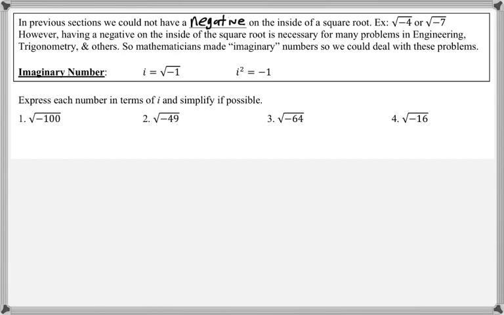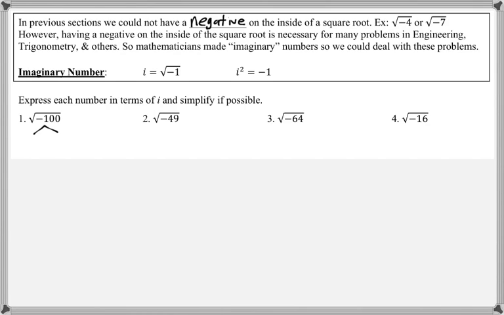So they called it i, and i is equal to the square root of -1. And then also if you square both sides, i squared is equal to just -1. So our questions ask us to express each number in terms of i and simplify if possible.